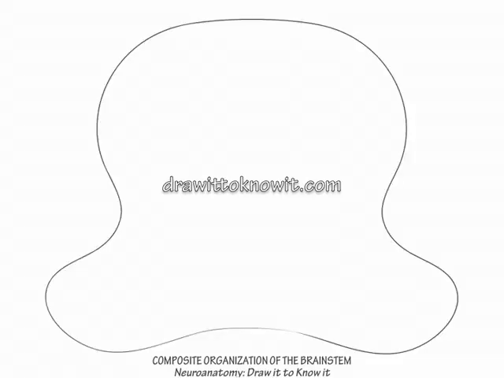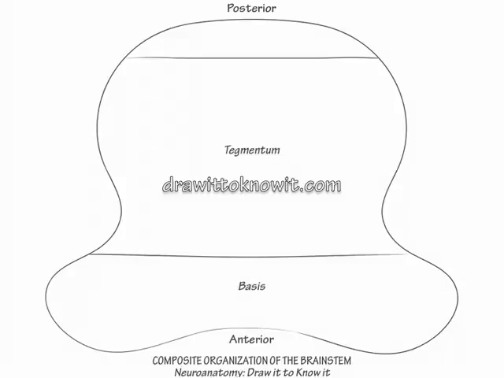First, draw an ovoid outline of an axial brainstem composite. Label the bottom of the diagram as anterior and the top as posterior. Divide the brainstem from anterior to posterior into its basis, tegmentum, and tectum. Label the left side of the page as nuclei and the right side of the page as tracts.